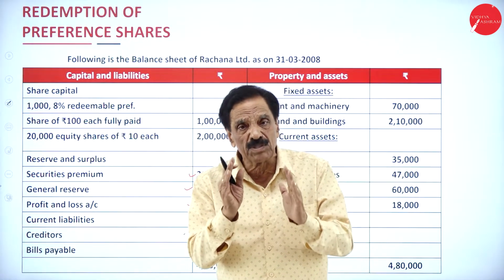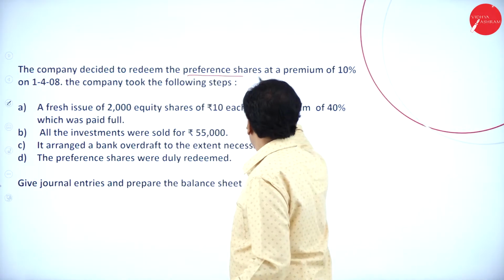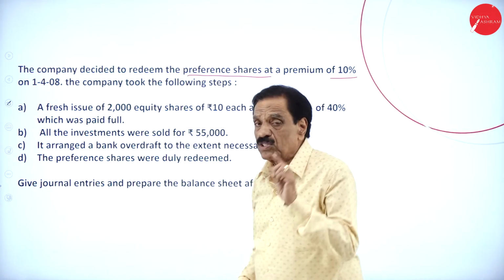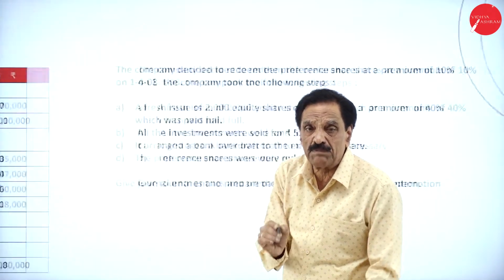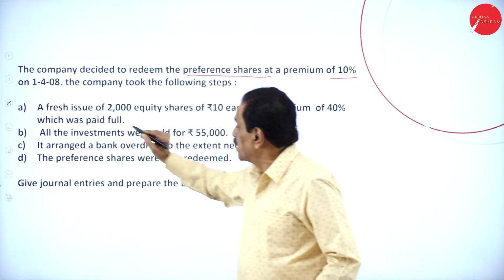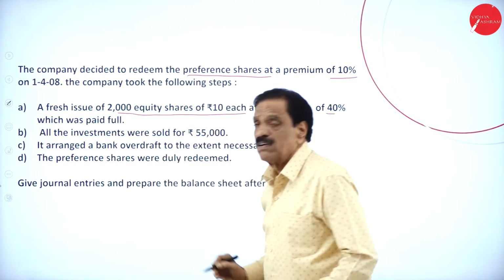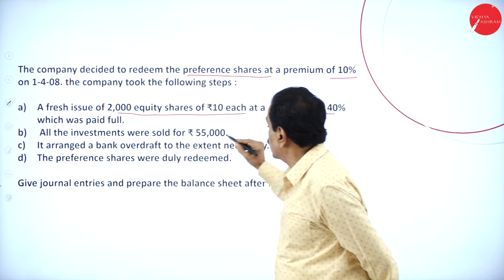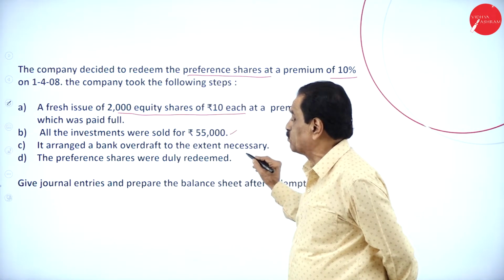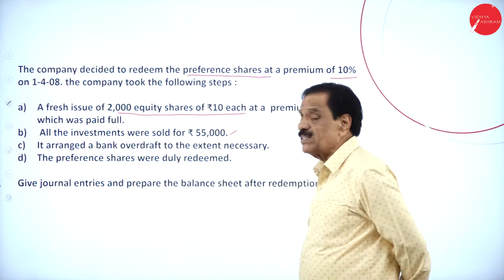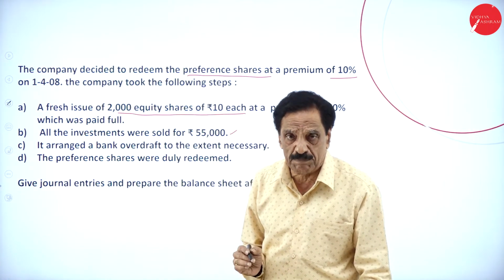Now we are going to make the redemption of preference shares. For the first point, the company decides to redeem the preference shares at a premium of 10%. What's your face value? 1 lakh at a premium of 10% means you have to pay 1,10,000. A fresh issue of 2,000 equity shares of 10 each at a premium of 40%, which was paid in full. All the investments were sold for rupees 55,000. It arranged the bank overdraft up to the extent necessary. The preference shares were redeemed. Give journal entry and prepare the balance sheet after redemption. So, what's your face value? 1 lakh at a premium of 10% to be paid.